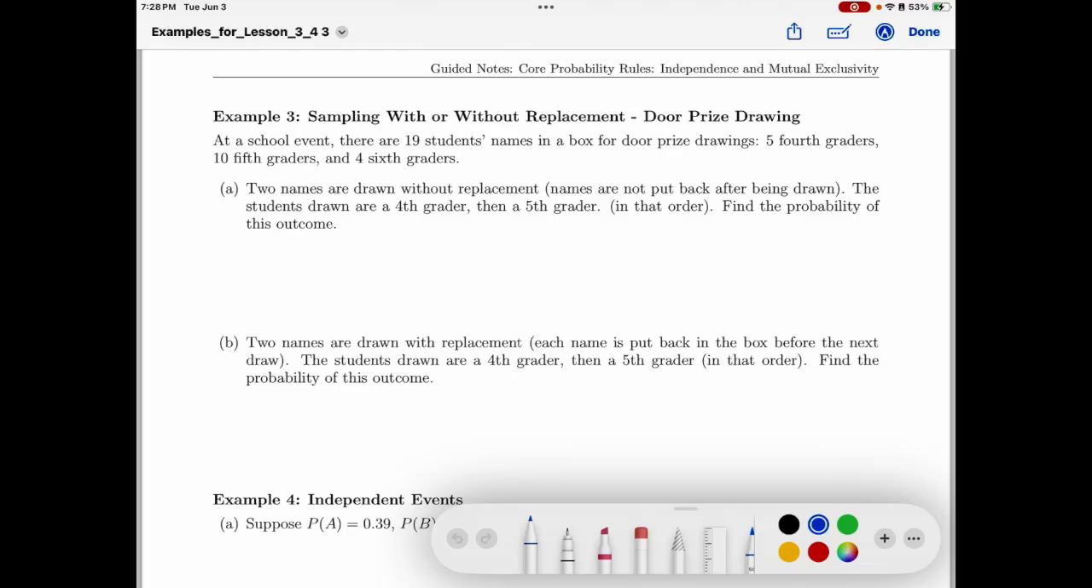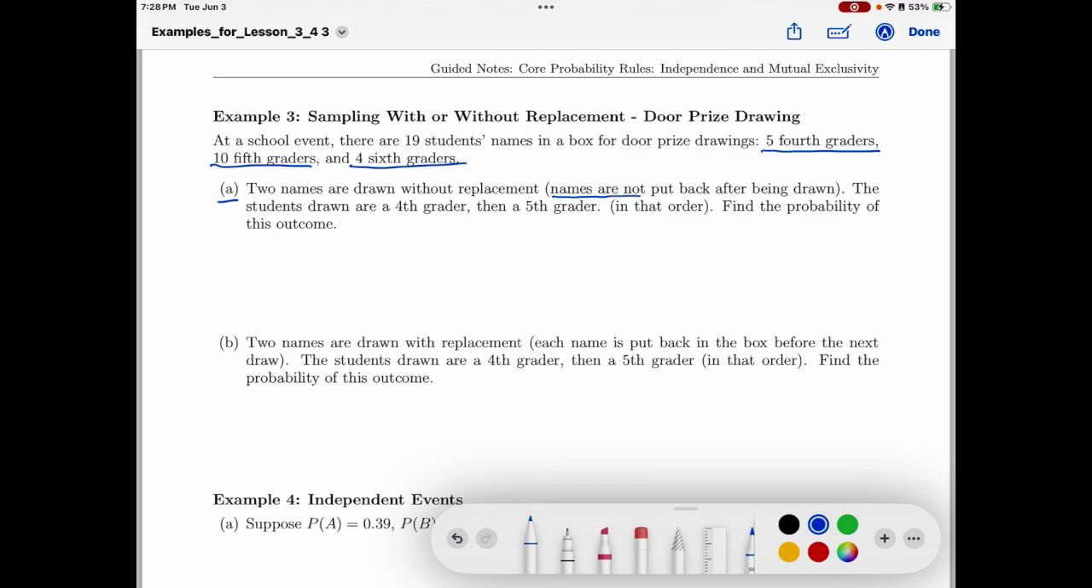Now let's look at example 3, and this is going to show you the difference between replacement and without replacement. We're given a door prize drawing scenario. At a school event, there are 19 students' names in a box for a door prize drawing. There are 5 fourth graders, 10 fifth graders, and 4 sixth graders.